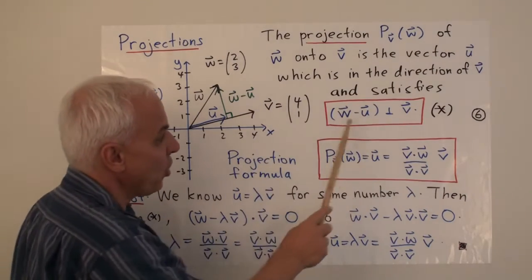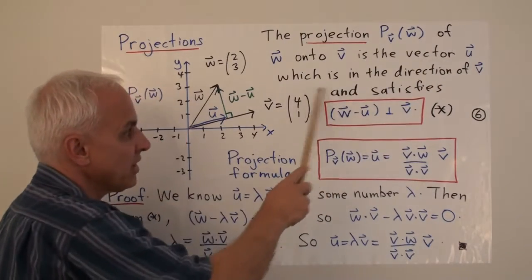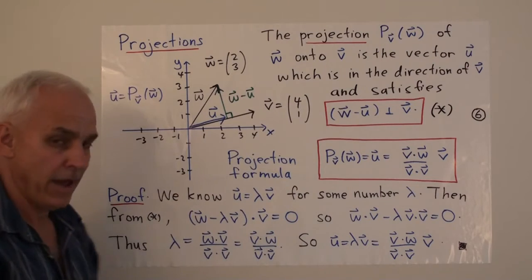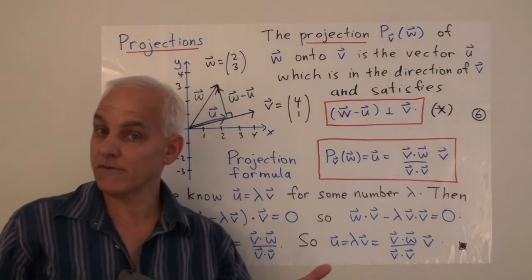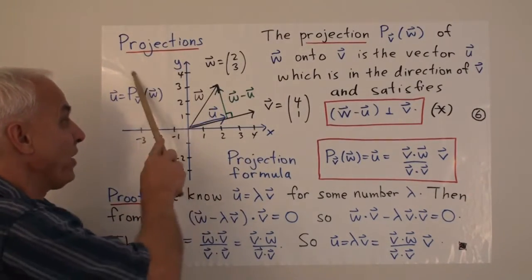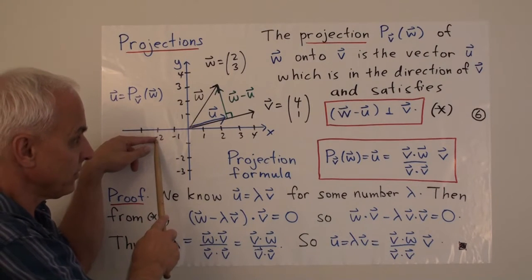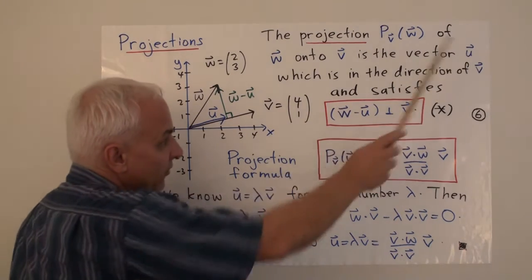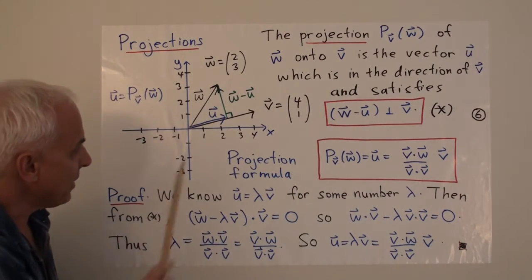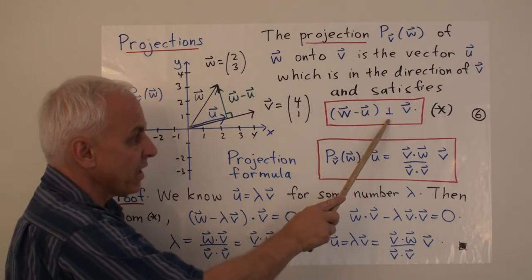Okay, so this is how we encode that kind of perpendicularity. We're looking for the vector U, which is in the direction of V. So it's got to be a multiple of V. And I should say that that multiple can be positive or negative or even 0. So for example, if the vector W happened to be over here, then the projection would be in this direction. That's fine too. Okay, and what does this vector U have to satisfy? Well, here's the main condition here. The difference between W and U ought to be perpendicular to V.